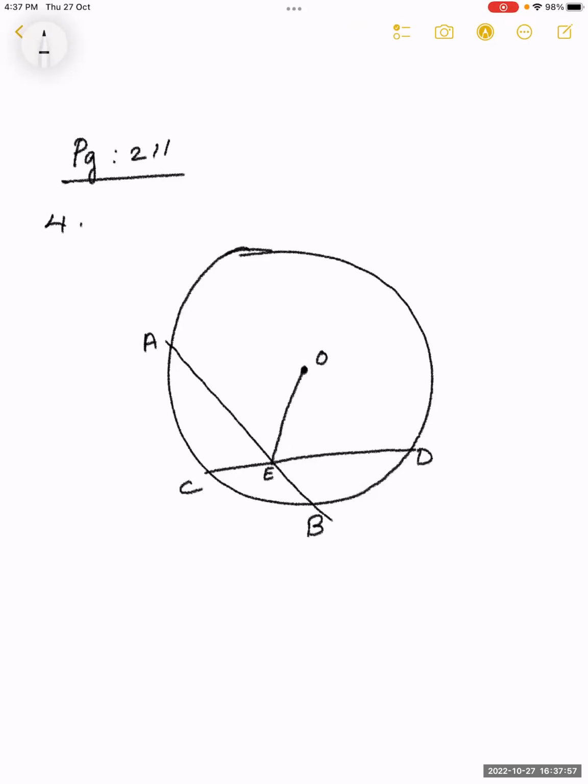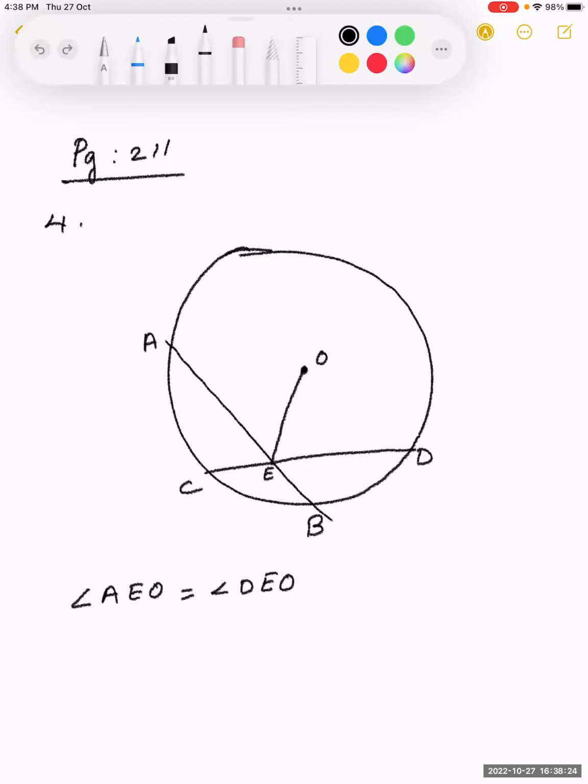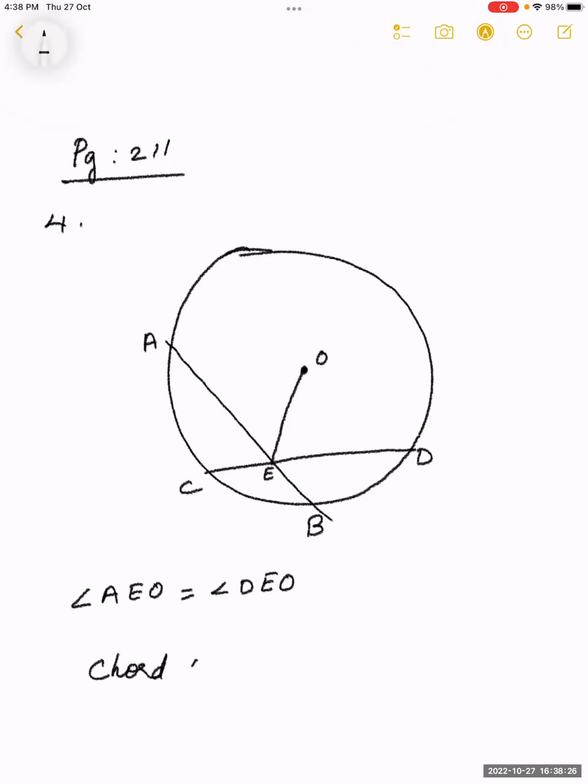Okay, what is the meaning of bisecting? Bisecting means equally dividing, right? So angle AEO will be equal to angle DEO. That is the meaning of bisecting. Okay. Prove that chord AB is equal to chord CD. So we need to show that chord AB is equal to chord CD.